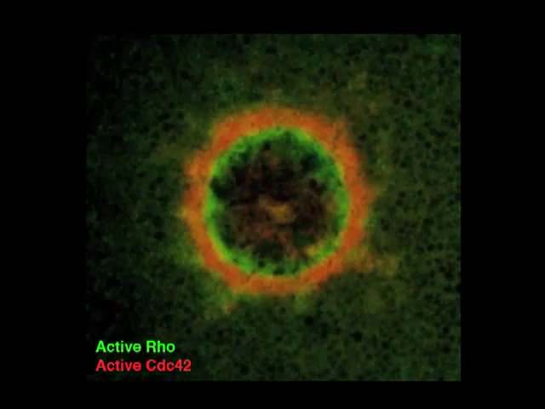What directs formation of the contractile array? The small GTPases, Rho and CDC42. These proteins are activated in concentric rings or zones around the wounds and then close inward in concert with a contractile array.